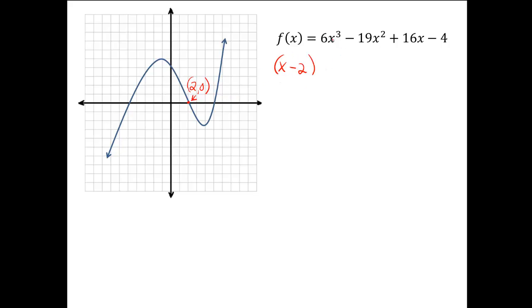And this actually does go into our polynomial here because it is a real 0. So what we're going to do is we're going to take this value right here and divide it by x minus 2. Okay? And from there, we will be able to figure out the factor of this particular graph.